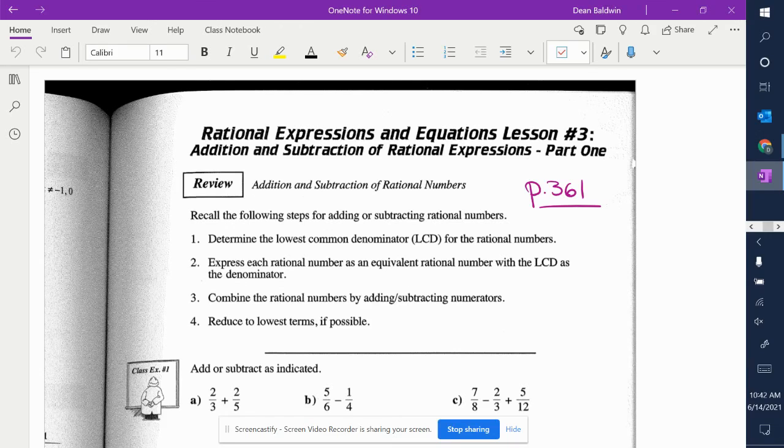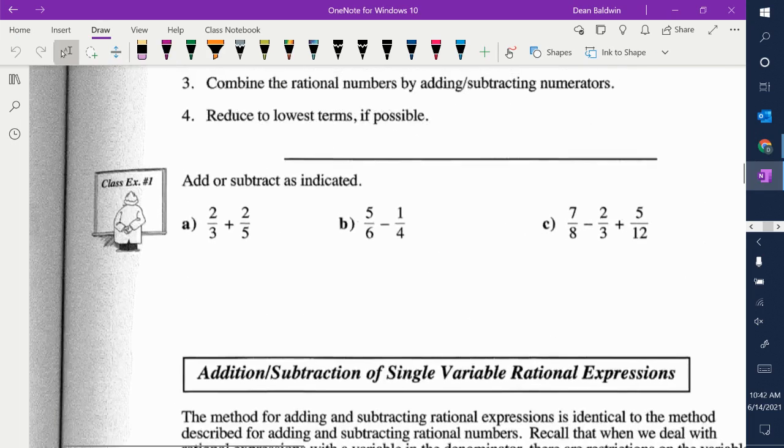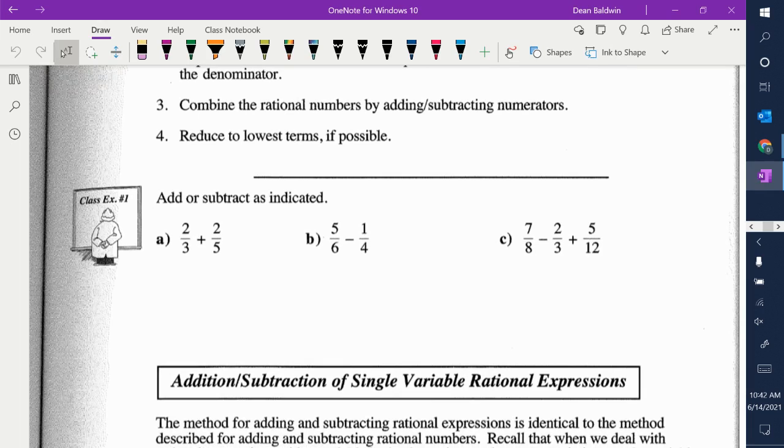Multiplication and division. Stuff we didn't do, and I said we would come back to it, is the addition and subtraction, because addition and subtraction of functions is a little trickier. How do you add and subtract functions? What do you need to add and subtract functions? Common denominator. So we're just going to do the first one here.